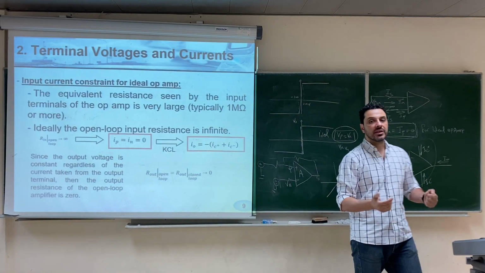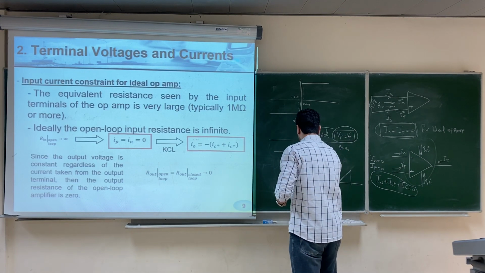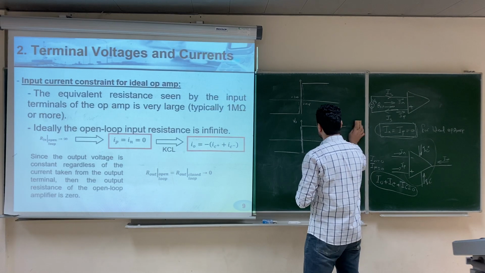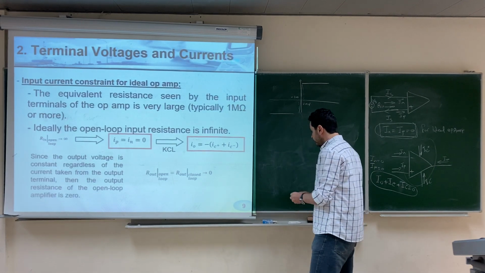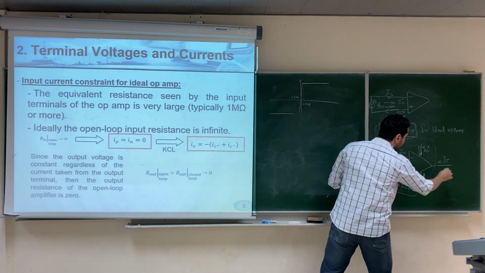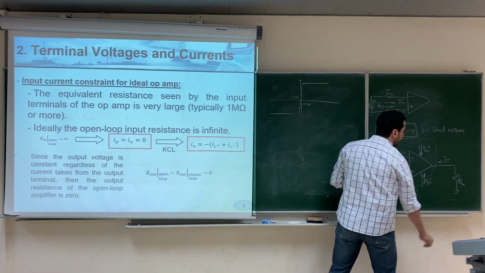What about the output resistance? The output resistance of the ideal op-amp is 0. Why is that? Because of the output voltage, the voltage that goes to the load. Let's imagine that we are going to connect a load here, R load, to this op-amp.